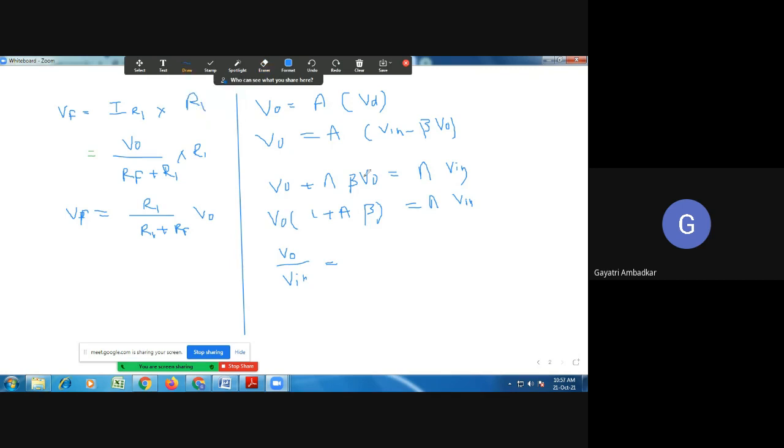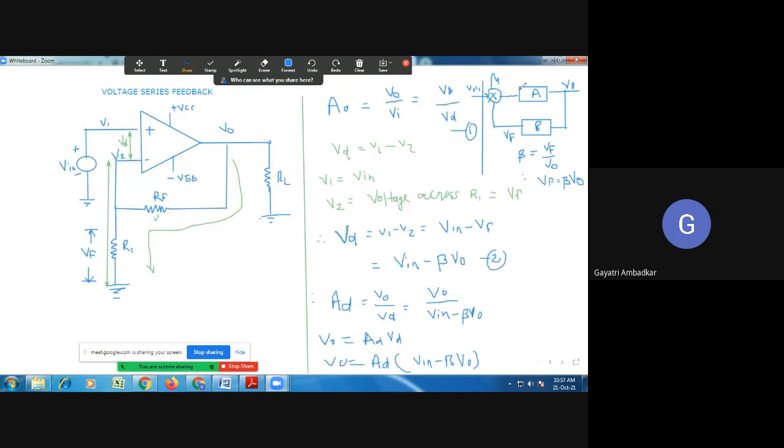Why have I erased this? Here I have considered this A, so this A is an open loop gain. What we are finding as AD, the differential gain, is nothing but the closed loop gain, that is, the gain after applying feedback. But in this case, A is the gain of the amplifier without feedback. So this amplifier indicates the gain without feedback, and if I want to find the total gain, then it will be the closed loop gain. So I am considering here the term A, not AD.